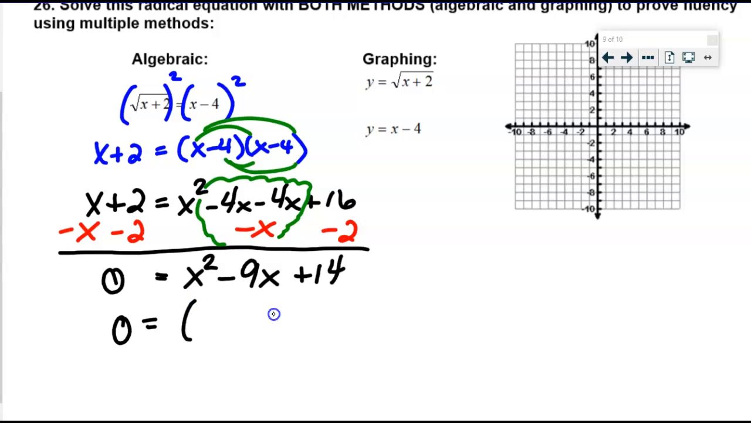So now you're going to solve this by factoring. I'm looking for factors of 14. They're also going to have to add up to -9. So what if we used a -7 and a -2?